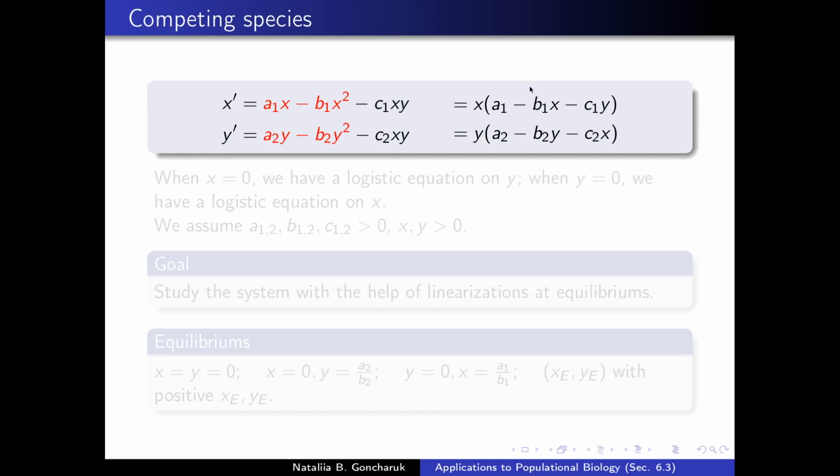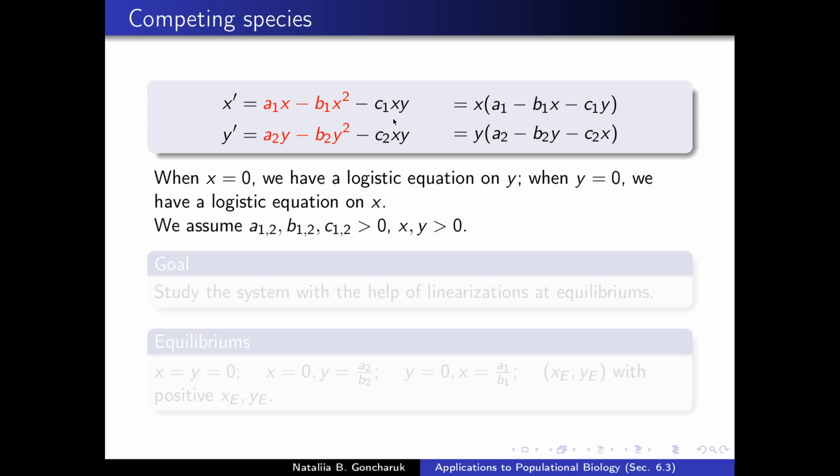I'll rewrite these equations in the following way. So when X is absent, if X is 0, you only have the logistic equation on Y, and same for X. And we are going to assume that all coefficients are positive, and X and Y are also non-negative, because X and Y are the amount of animals.